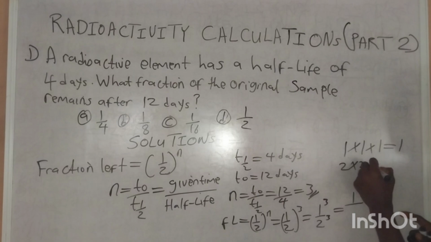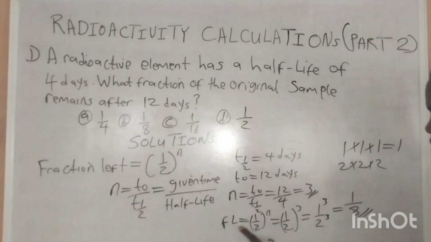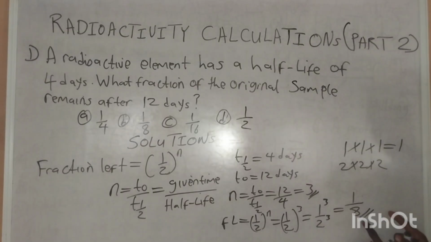2 times 2 times 2. So 2 raised by 3 is 2 times 2 times 2. And 2 times 2 is 4. 4 times 2 is 8. So we have 1 over 8. So our fraction left is 1 over 8. This is the answer that we got.